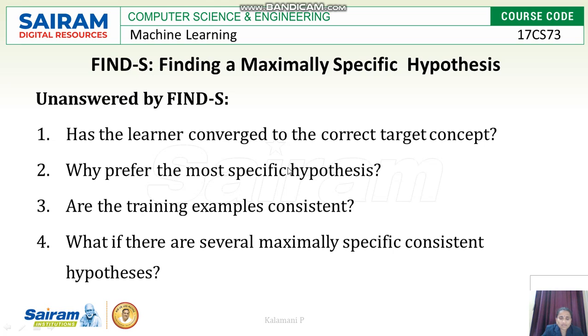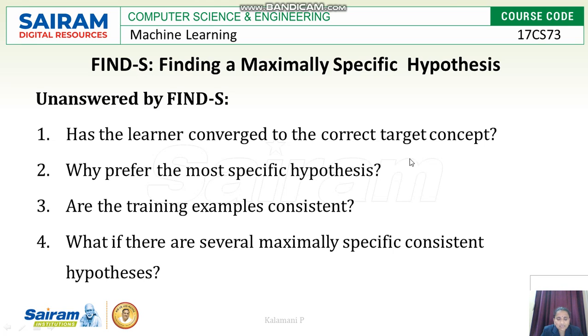The unanswered questions in Find-S, the problems in Find-S, are: has the learner converged to the correct target concept? Why prefer the most specific hypothesis? Why can't we specify the more general also? Are the training examples consistent? They may be consistent or inconsistent, and that too should be checked. What if there are several maximally specific consistent hypotheses? These questions are not answered by the Find-S algorithm.